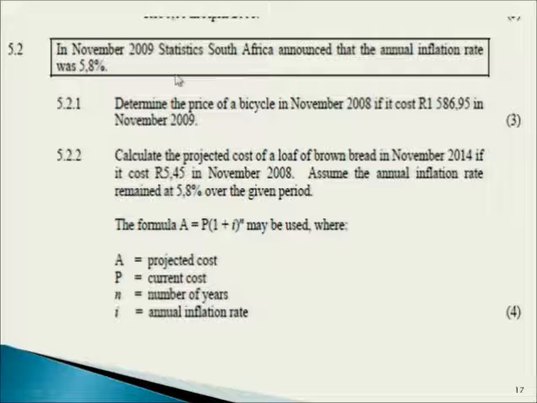It says, determine the price of the bicycle in November 2008. The current year is 2009. So what is happening in this question? We are going back. So the price of R1,586.95 already has the inflation in the price. Remember that first picture in the beginning, that balloon that was so inflated? This price is the inflated price. What do they ask? How much was it before the inflation?